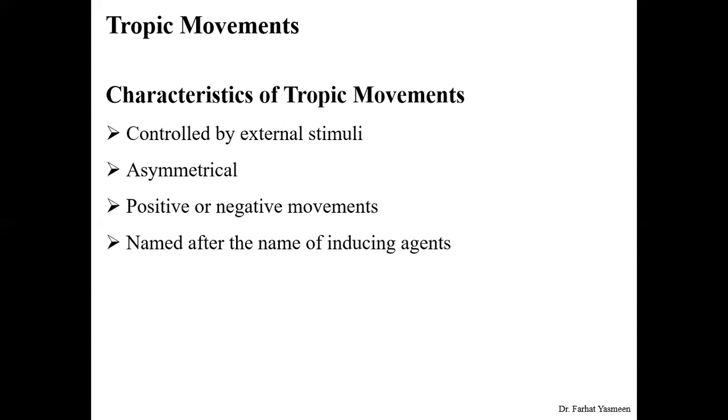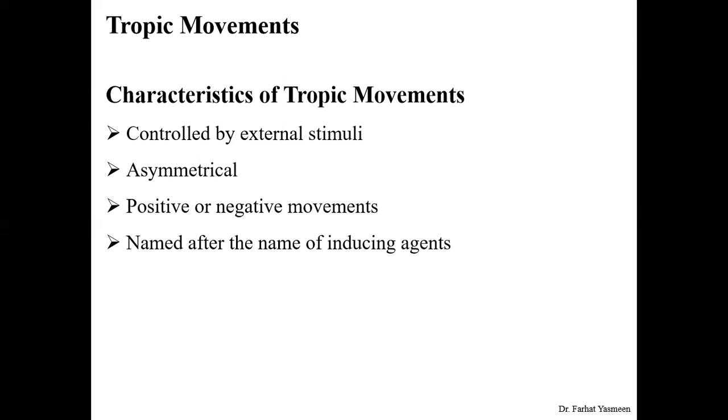Characteristics of tropic movements are as follows: these are controlled by external stimuli, meaning external stimuli determine the extent of movement. If the external stimuli are more vigorous, then the movement could be more obvious, and if it's not that vigorous, then the movement would not be as obvious. Or asymmetrical, as I have discussed earlier, it's a directional movement, towards the stimulus or towards the source which is causing the movement.